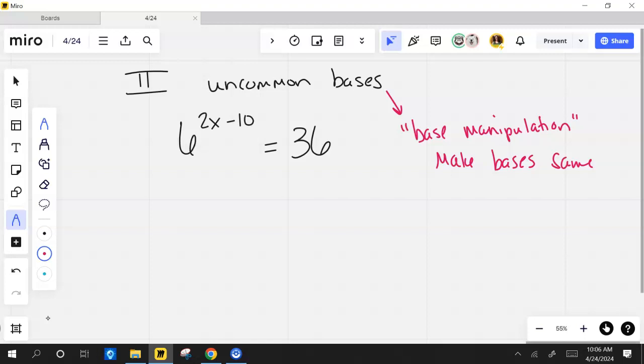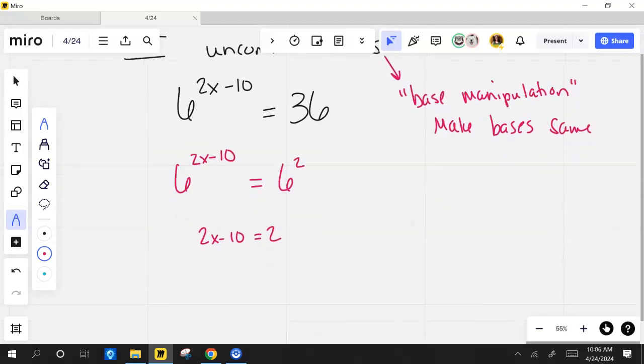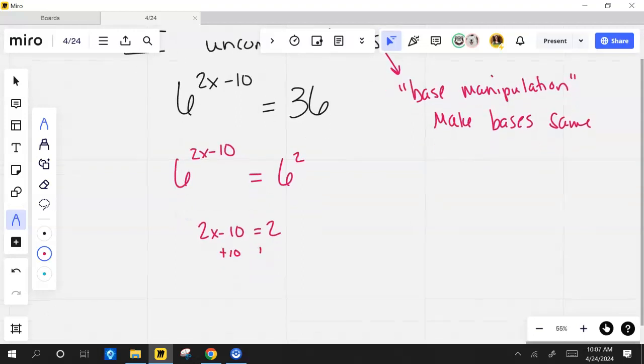6 squared, right? Because this is already 6. This would become 6 to the 2nd power. Now I'm back to scenario 1. I can drop the bases off, and I can solve from there. This was obviously a really easy one.